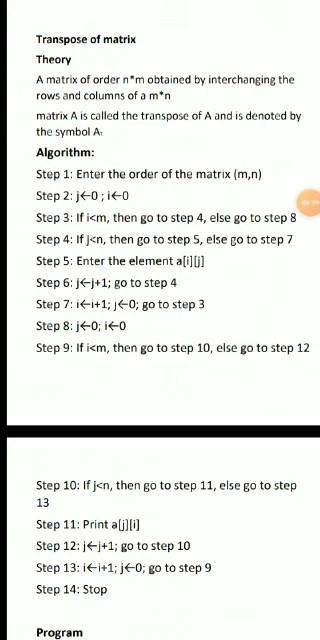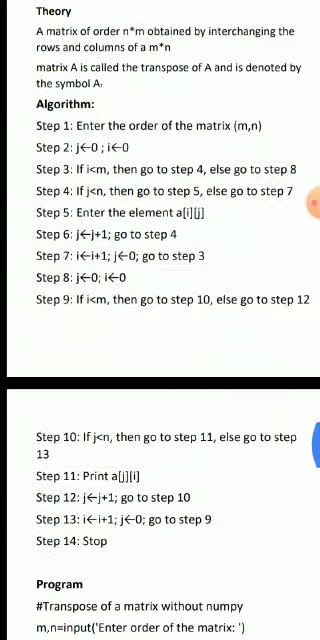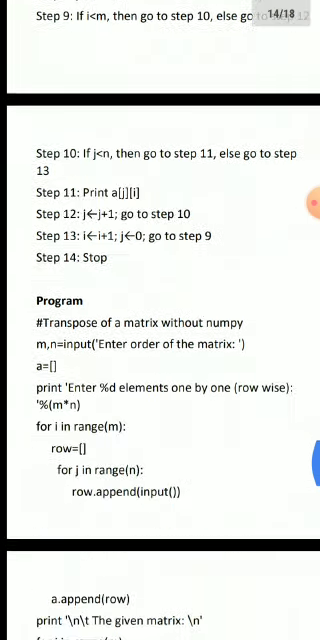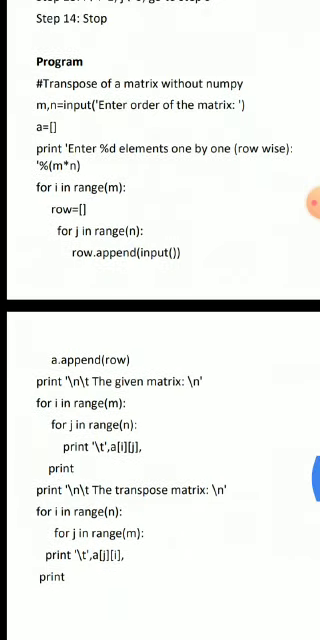transpose of a matrix. A matrix of order n * m obtained by interchanging the rows and columns of an m * n matrix A is called the transpose of A and is denoted by the symbol AT. Then this is the program for getting the transpose of a matrix without NumPy. First step, m, n equal to input, enter the order of the matrix.